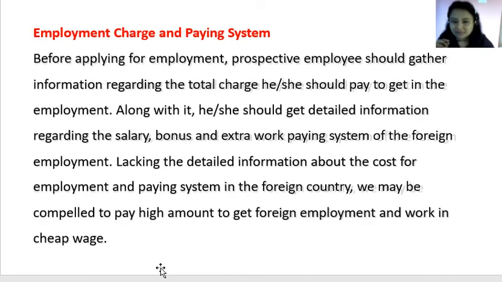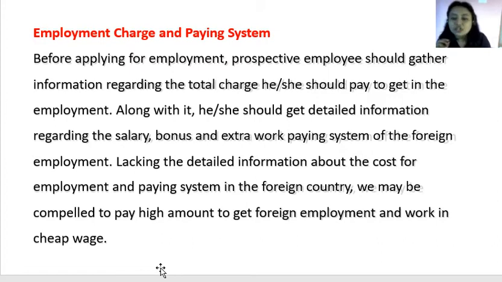Another is the employment charge and paying system. Before applying for foreign employment, prospective employees should gather information regarding the total charge they should pay to get the employment. Information about the employer company is not the only basic thing. How much you have to pay for getting that job? How much you have to pay for the processing?